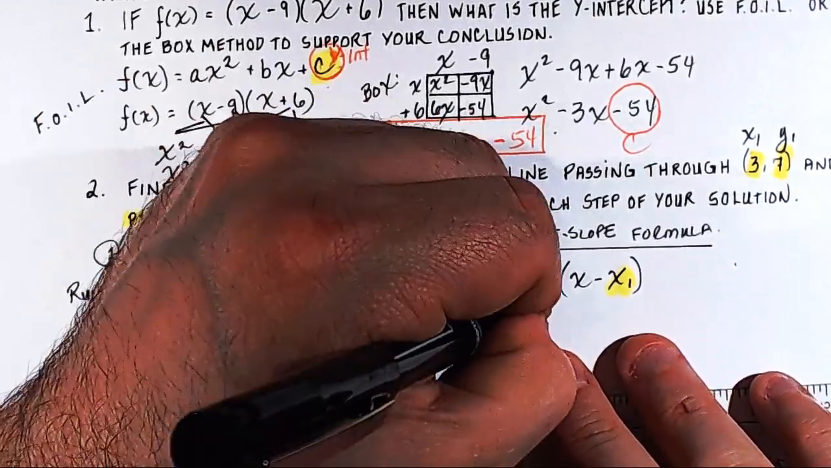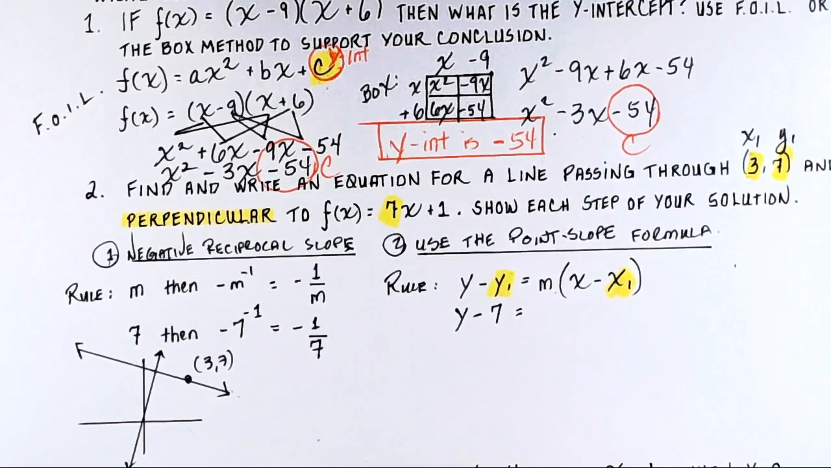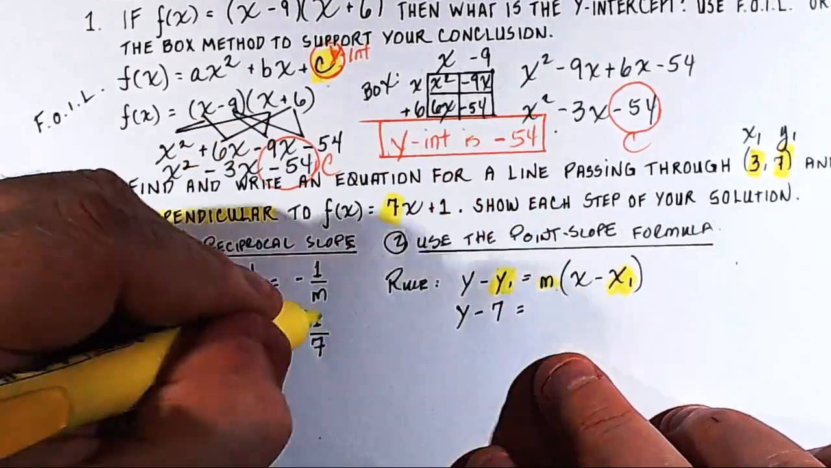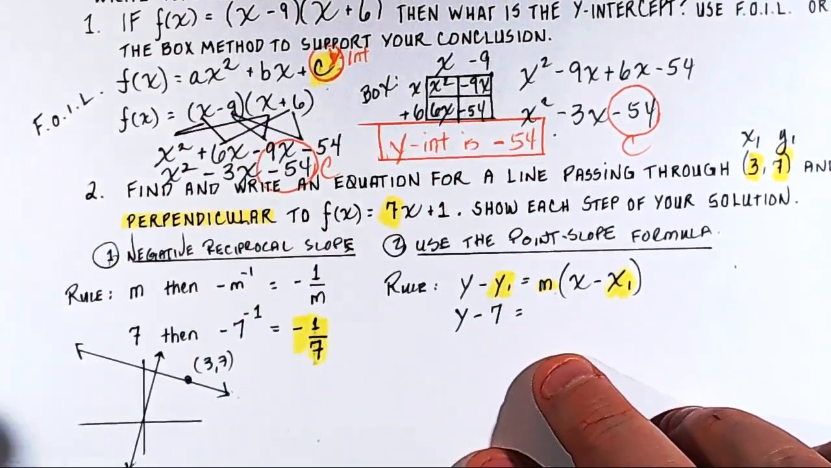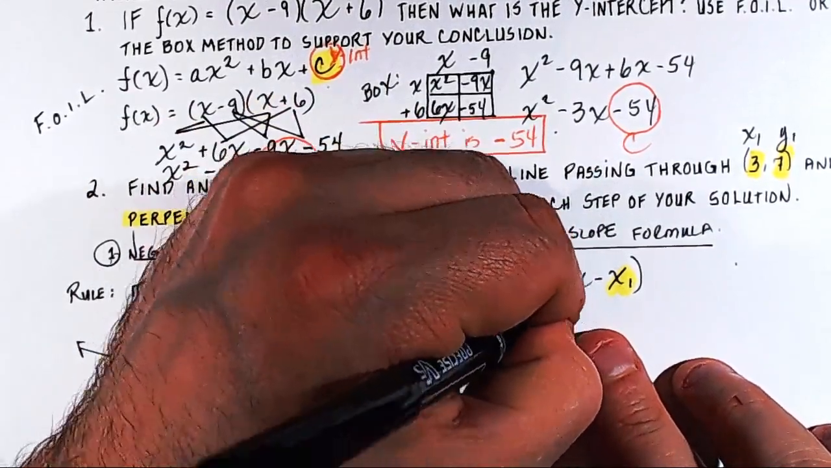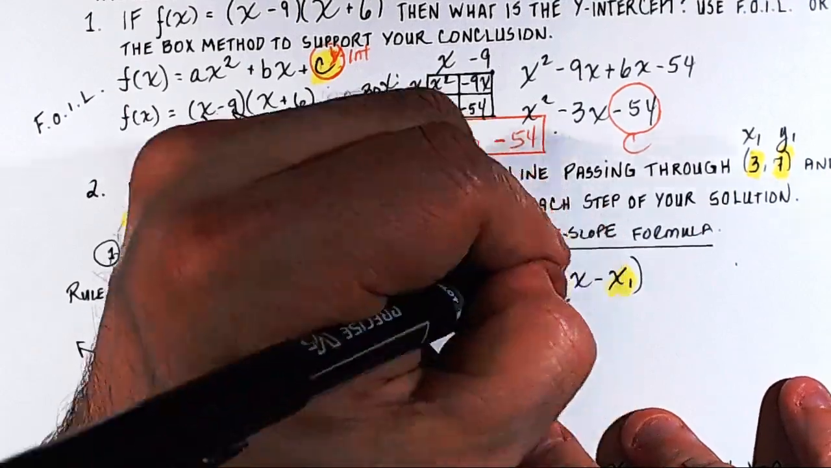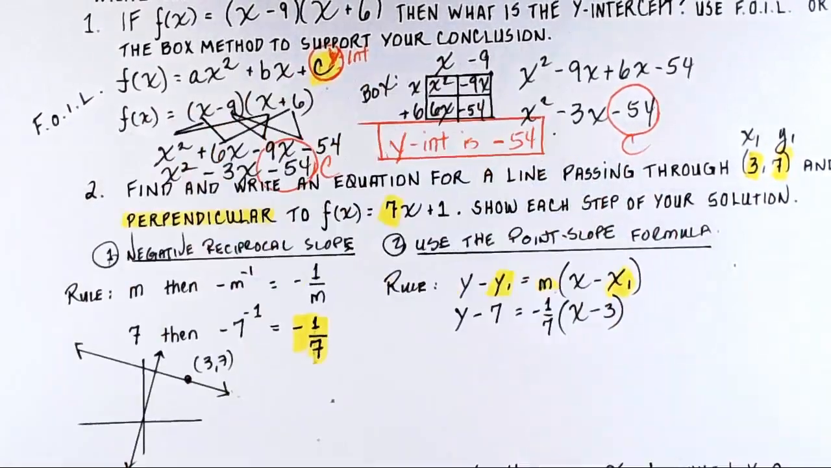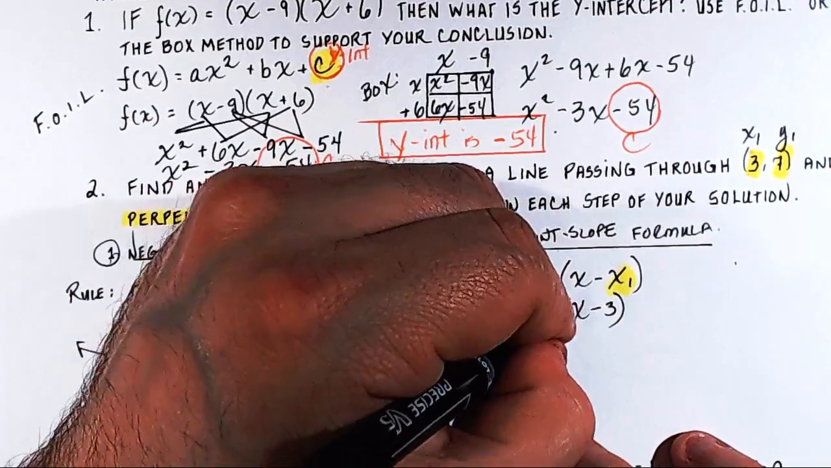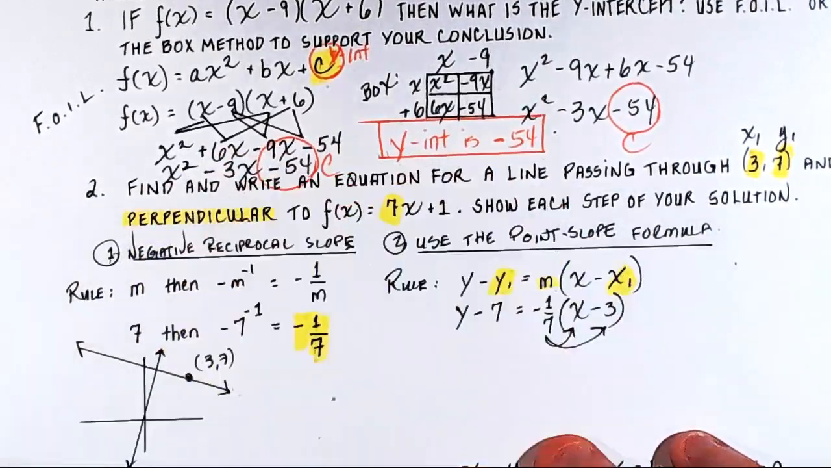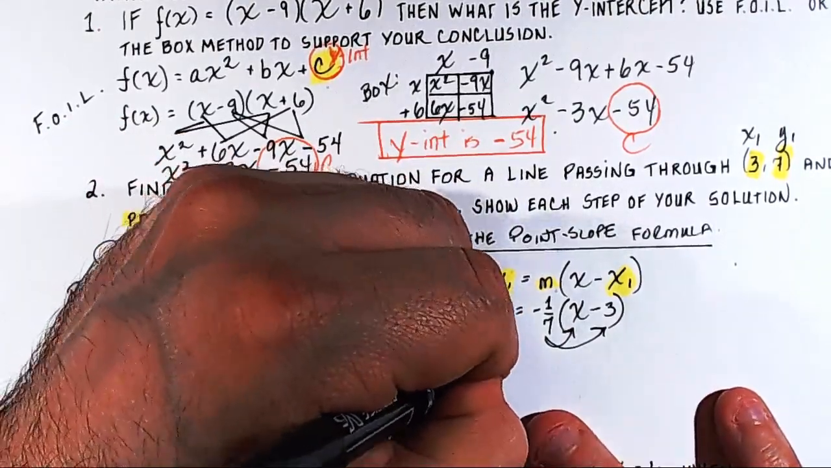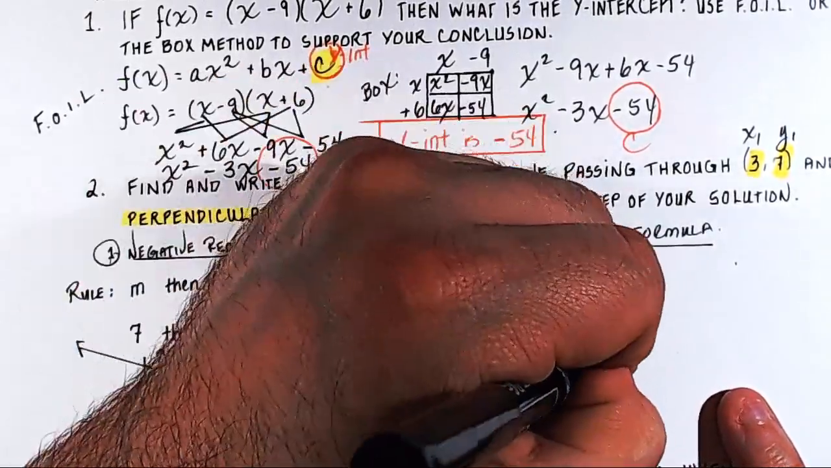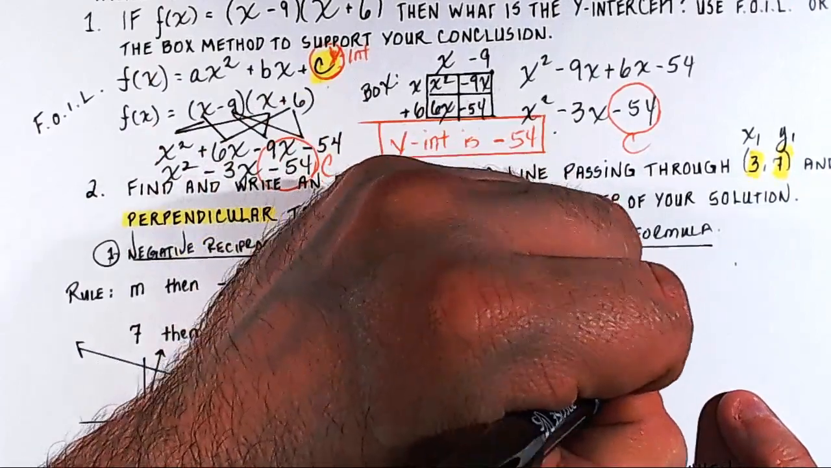Y minus 7 equals, now what's m? In our case, because we have a specific example here, this m is negative 1/7. So I'll put in negative 1/7, open parentheses, x minus, plug in x1, which is 3. Now I've got to multiply through, distribute that negative 1/7. So I've got y minus 7 equals negative 1/7 x plus, negative times a negative, 3 over 7.